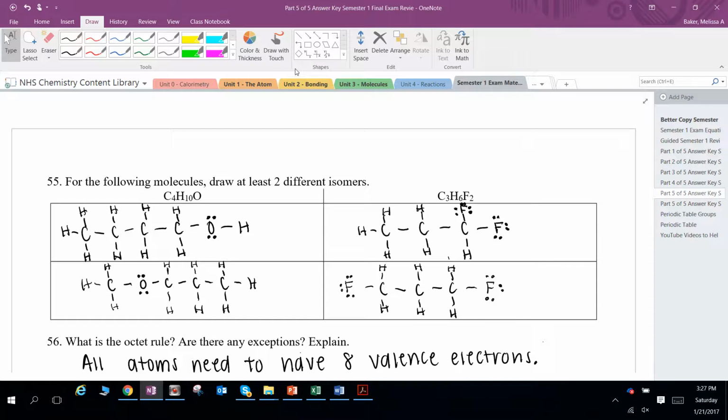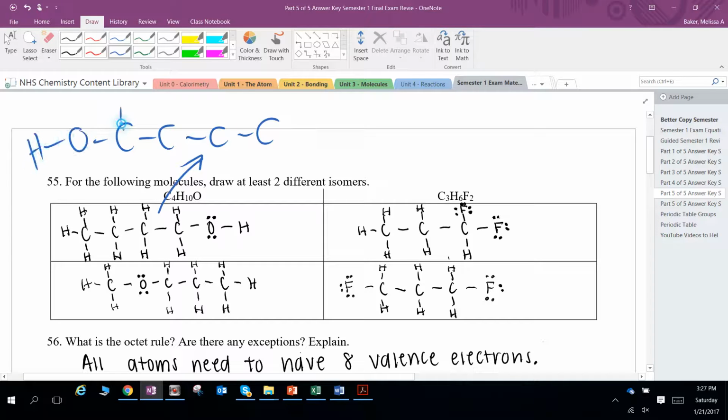So this is part 5 of the final exam semester 1 review, and the first question is about isomers. To remind you, an isomer is something that has the same exact chemical formula but a different arrangement of atoms. And the number one mistake that people make is they'll just draw it flipped around. So they'll go carbon, carbon, carbon, carbon. They'll put their OH off the end, all their H's, and they'll say that this is different from this one.